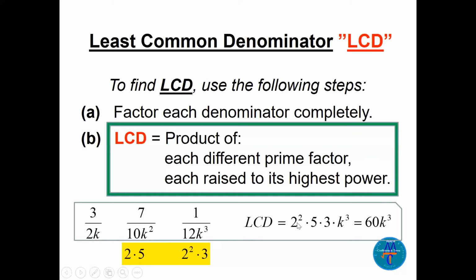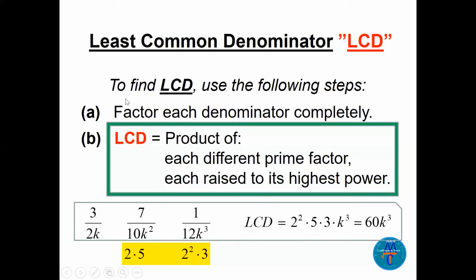Now it's easy to multiply. 2 squared is 4, 4 times 5 is 20, 20 times 3 is 60k cubed. Now I have to make this one with denominator 60k cubed, then make 10k squared into 60k cubed, then make this one 60k cubed. Then I will add and subtract.